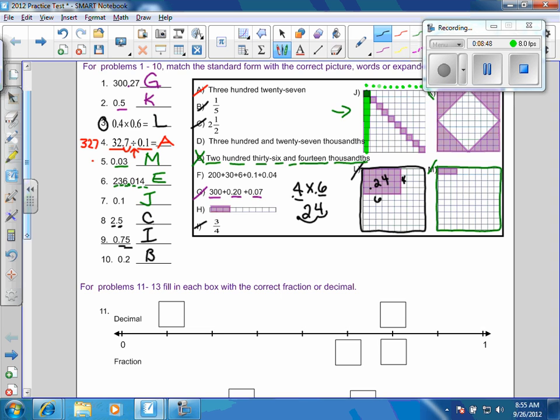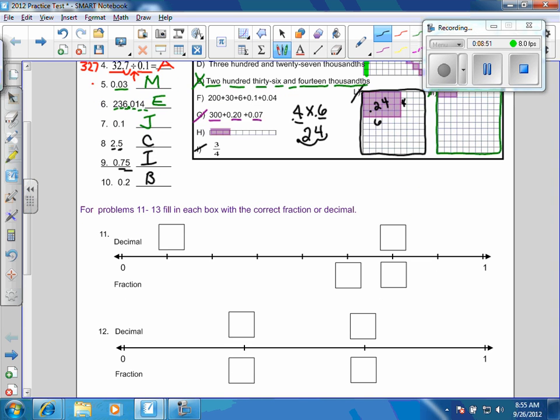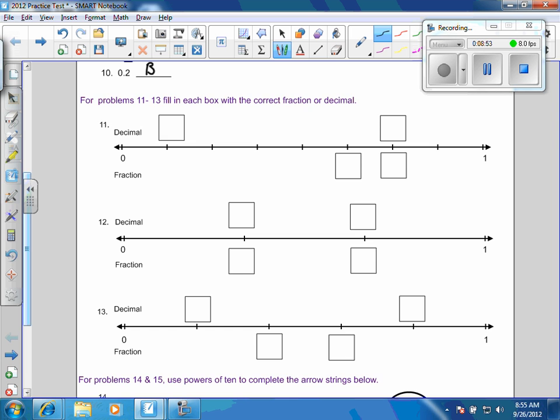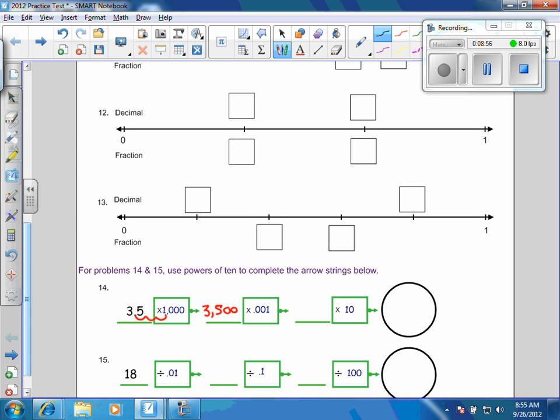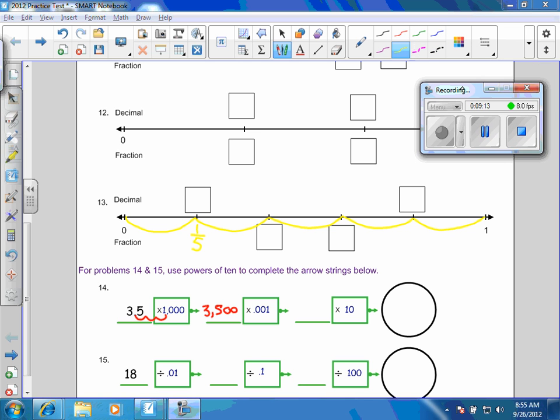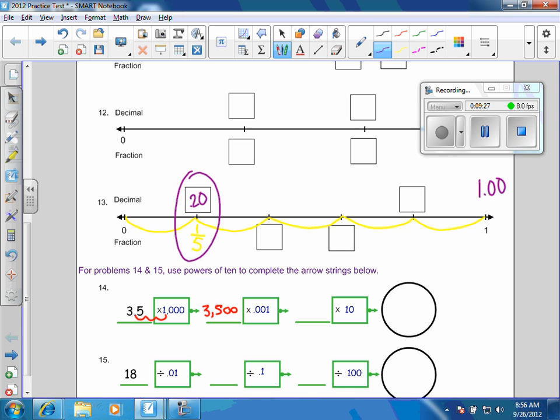And in fact, if we scroll down a little bit to look at the bottom, number 13, we can sort of show that because this is 1, 2, 3, 4, 5. So this is a number line of fifths. That's 1/5. If you think about this up here being a decimal of 1 whole or $1, when I take a dollar and break it into 5 equal parts, I get 20 cents. So that shows us that 2/10 is the same as a fifth.